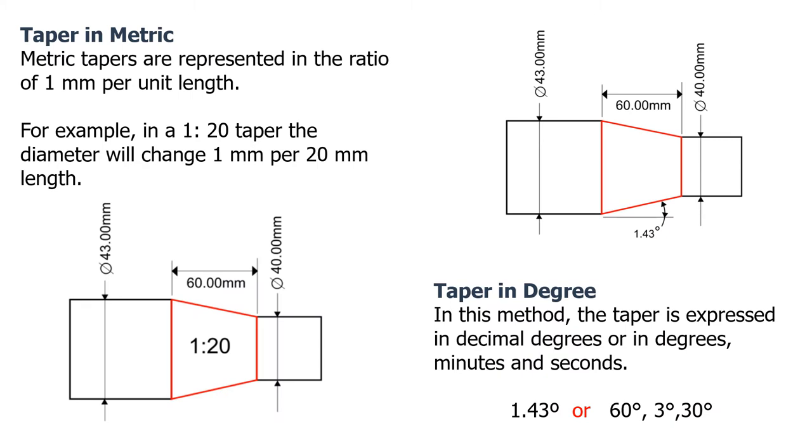How do we describe or express tapers? Let's firstly have a look at metric tapers. Metric tapers can be described as a ratio of millimeters per unit length. For example, 1 millimeter of taper for every 20 millimeters of length. Or we can express the taper as an angle.